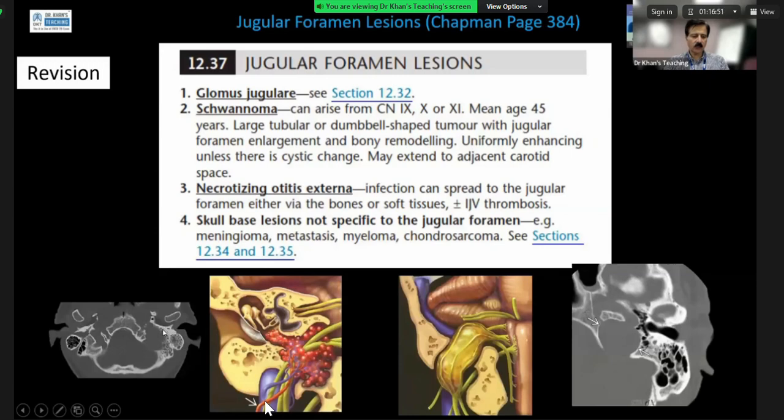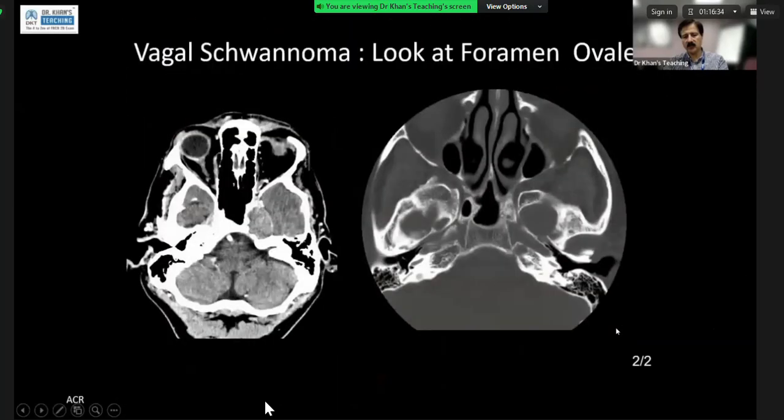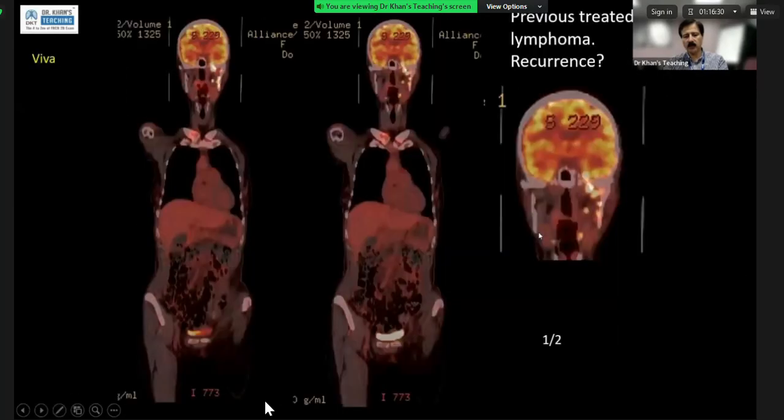Now, key exam point on a CT scan is that a glomus tumor is a highly vascular tumor and it will cause erosion of the bone. On the other hand, this is a schwannoma of the jugular foramen, and you see how it is causing expansion of the bone, similar to this case which we saw.